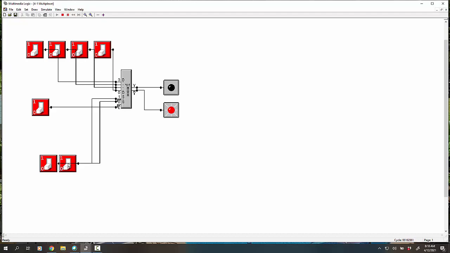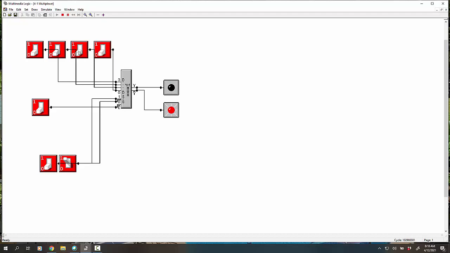dialed in. Now, if I activate this first switch, this would represent a 0 and a 1, which would be binary 1. This is my number 1 input. Remember, this is my number 0 input. This is my number 1 input. Now the output is active.